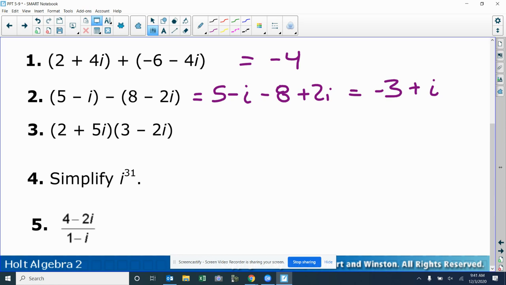All right, FOILing up. They're not complex conjugates. So we have some FOILing to do and combine like things. Those of you still hanging in there, I'll give you a little second on that one yet.